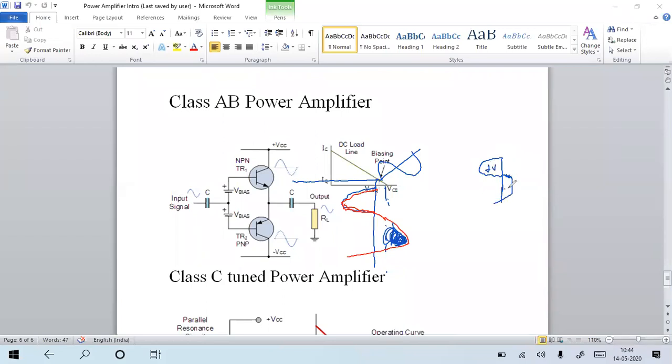Same thing for the current nature also: the positive portion is as it is, and the negative portion is only this much. Below that, it is the cutoff part, so it is the off state, that means your output is 0. This is the nature of the class AB power amplifier.